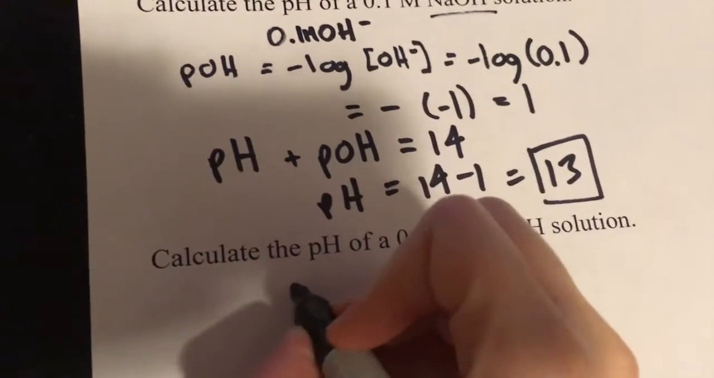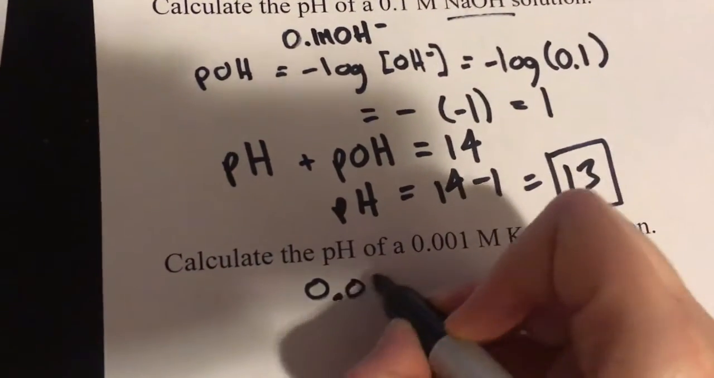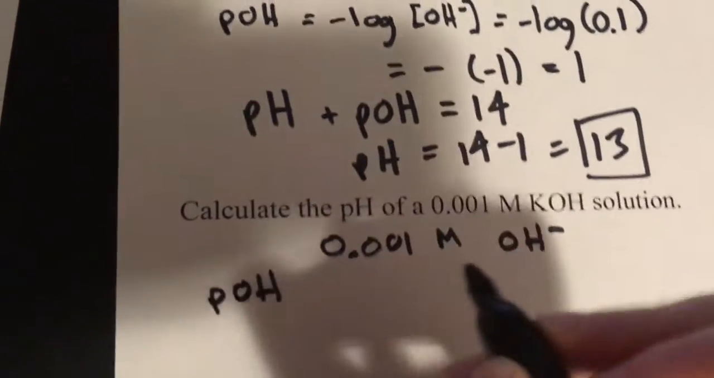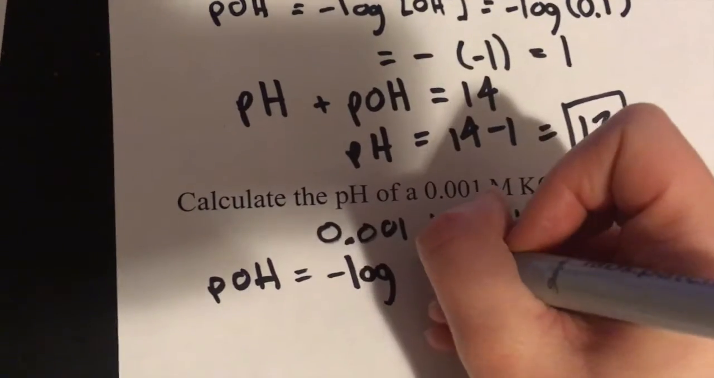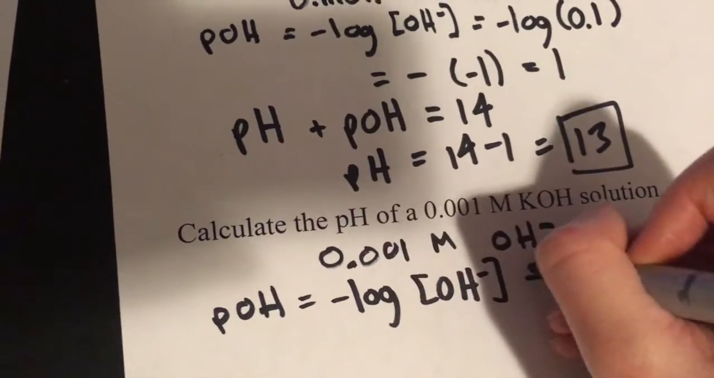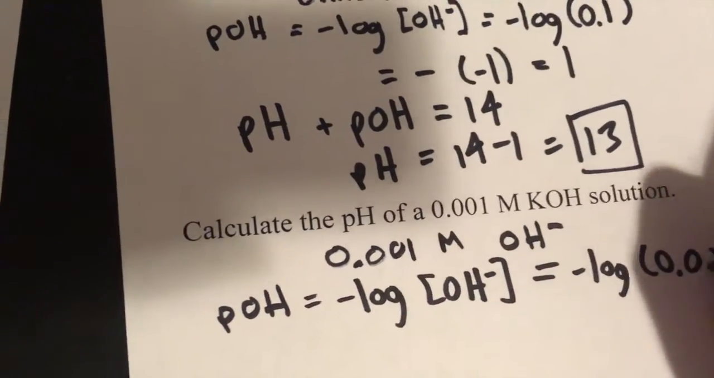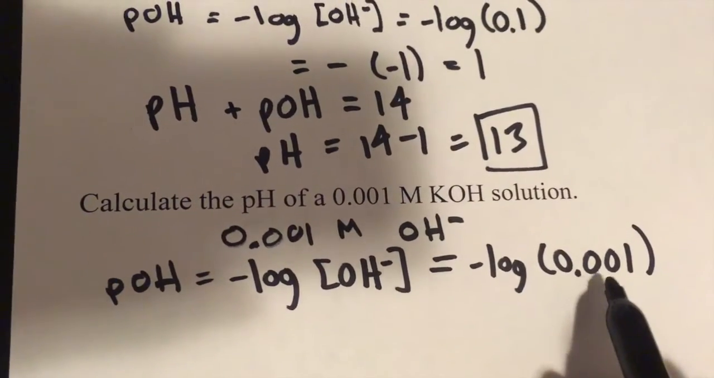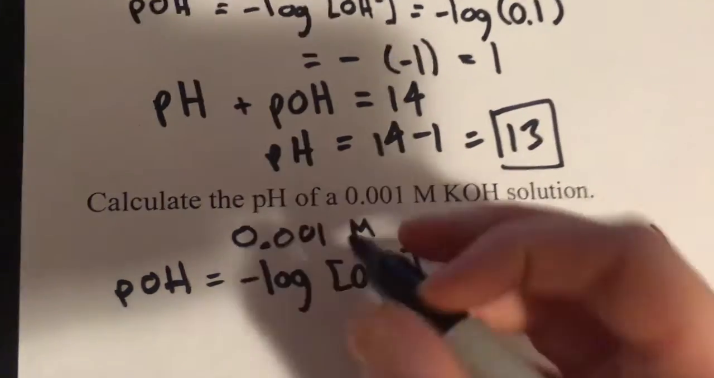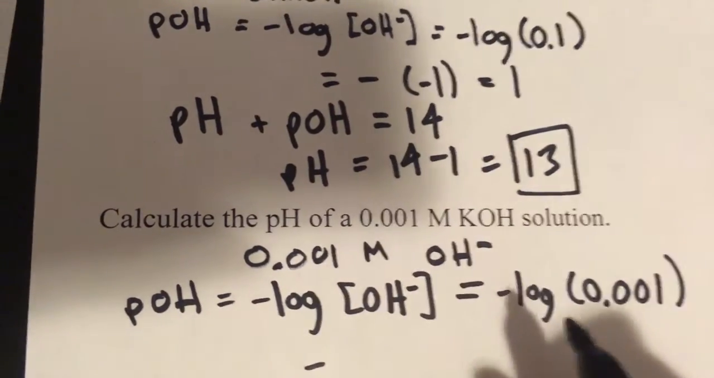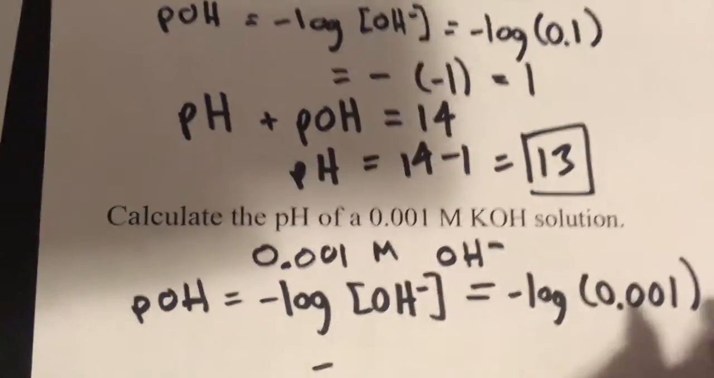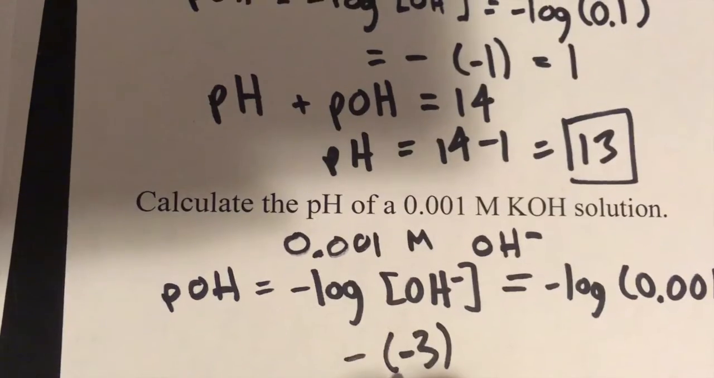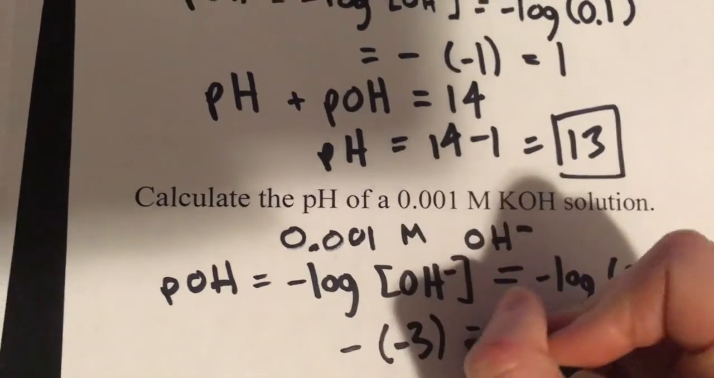All right, so this solution is going to be 0.001 molar OH- as well. I can similarly calculate the pOH by doing the negative log of that concentration of OH-. So I'm going to be doing negative log of 0.001, right? Now, 0.001, that's really 10 to the negative 3. So when I take the log of that, it's like 10 to what power is 10 to the negative 3? Negative 3. Okay, so the negative log of this is negative 3. So I've got negative 3, aka 3.